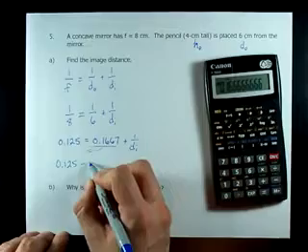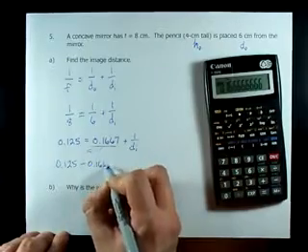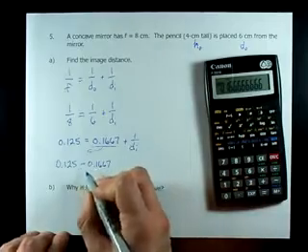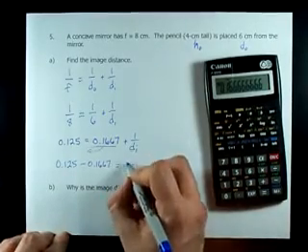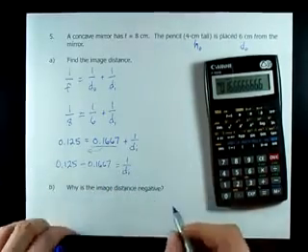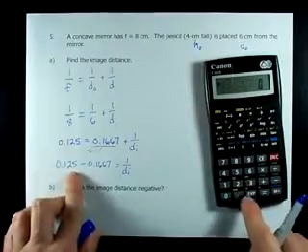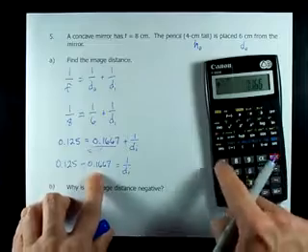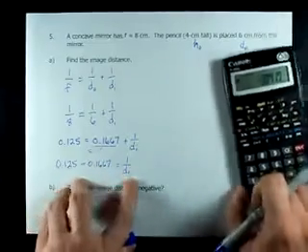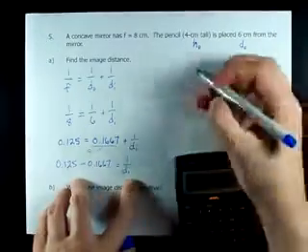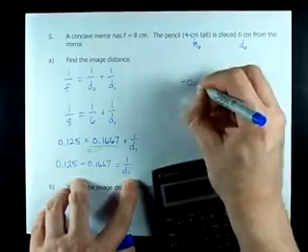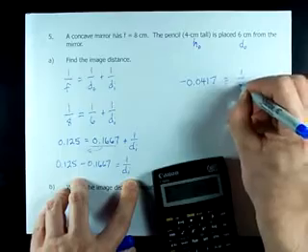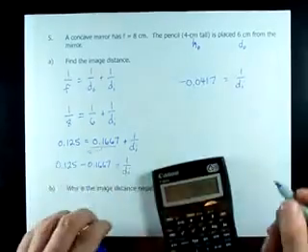0.125 minus 0.1667. Notice I flipped the side and I flipped the sign. I'm subtracting it. Equals 1 over DI. Now I'm going to do that on the calculator. 0.125 minus 0.1667. And we're going to get a negative, so that's going to be negative 0.0417 is 1 over DI.